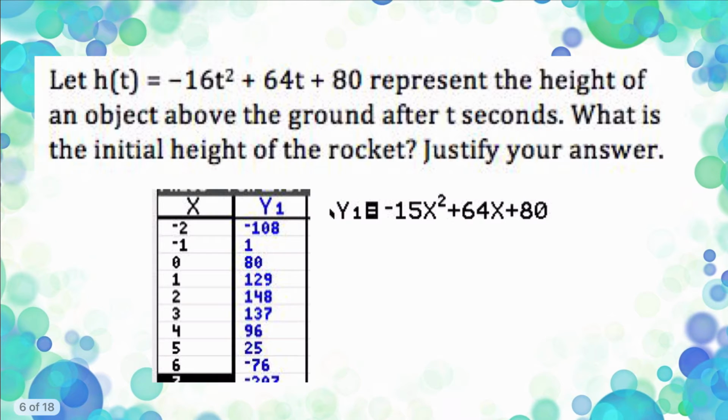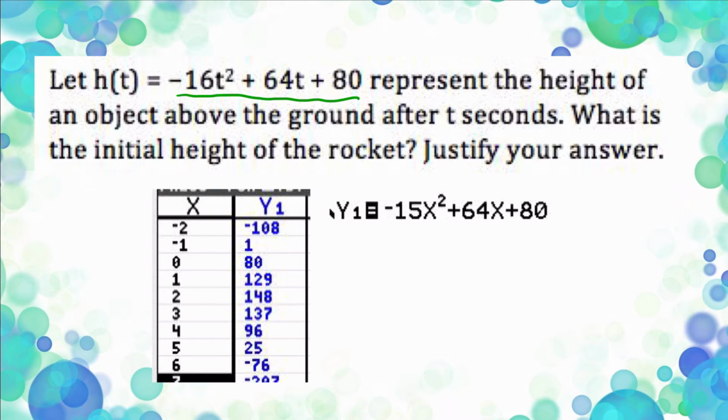Okay, a word problem. This is a real-life scenario. I know these look just like our parabolas that we've done before, but here they're trying to apply it to the real world. All right, let's read. Let h of t equals negative 16t squared plus 64t plus 80 represent the height of an object above the ground after t seconds. What is the initial height of the rocket?